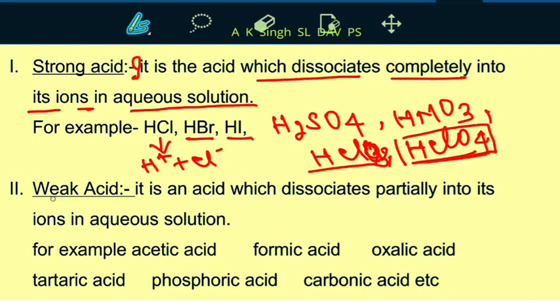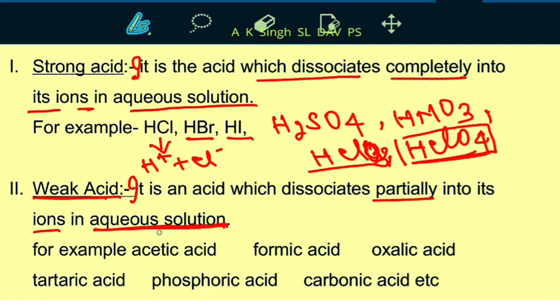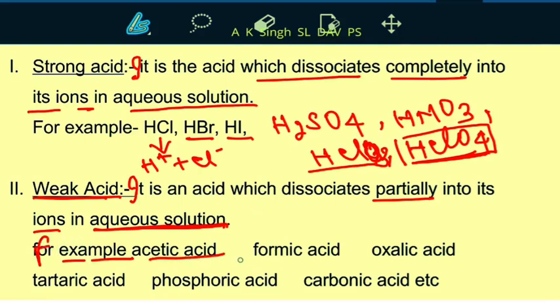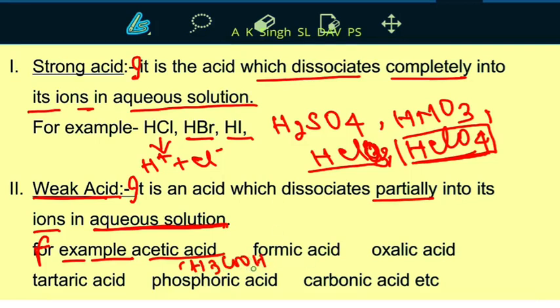Now, other is weak acid. What is weak acid? It is an acid which dissociates partially into its ions in aqueous solution. You have read, only in aqueous solution the compound acid, base or salt dissociates either partially or completely. For example, acetic acid, formula is CH3COOH. You have seen above. It produces H plus ion and it dissociates partially.